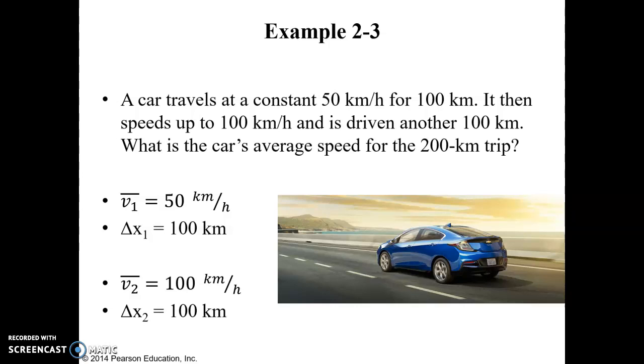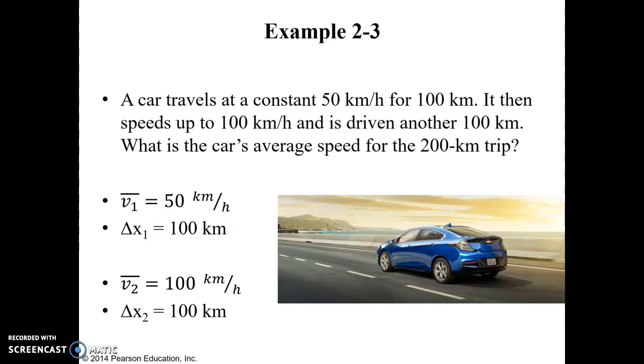So the problem here says that a car travels at a constant 50 kilometers per hour for 100 kilometers. It then speeds up to 100 kilometers per hour, so it doubles its speed, and drives for another 100 kilometers. What is the car's average speed for the 200 kilometer trip?